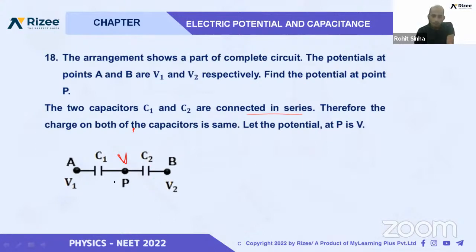Now, it is giving us a hint also. It is telling that the charge stored here will be equal to the charge stored here. So we can write Q is equal to C1 into (V1 minus V) for this capacitor. Now for this one, we can write Q is equal to C2 into (V minus V2). Since the charges are the same, you can equate both of them and find the value of V.